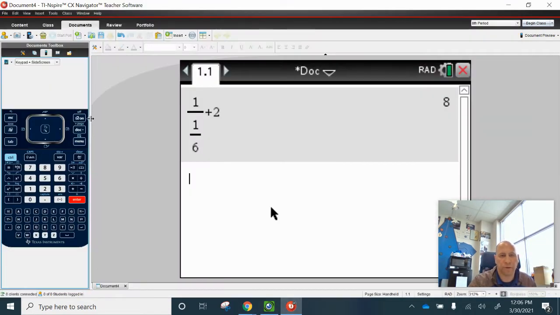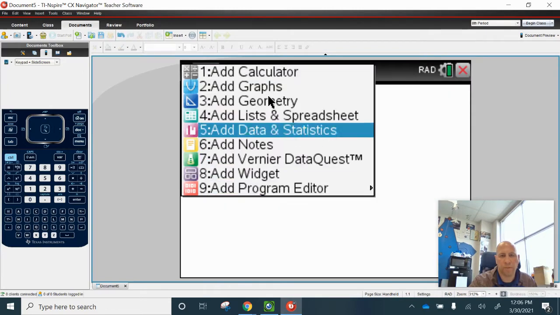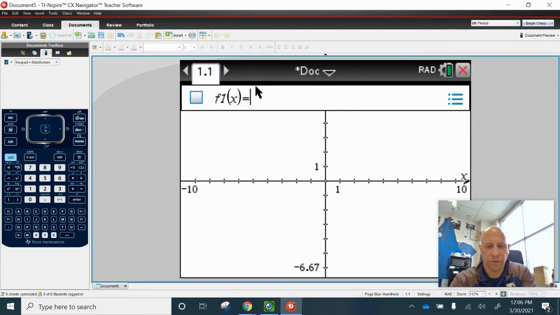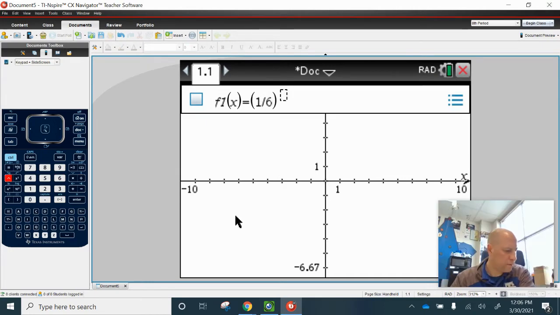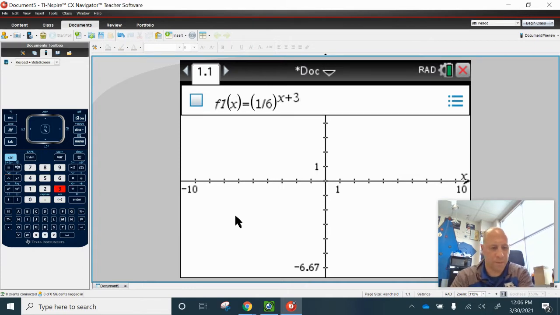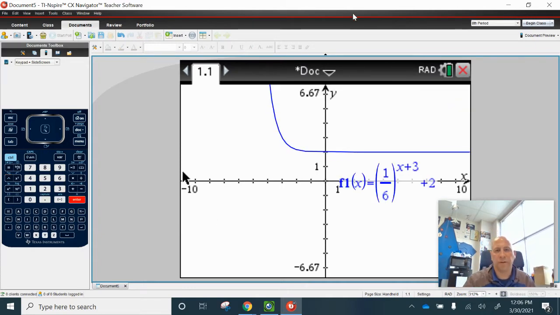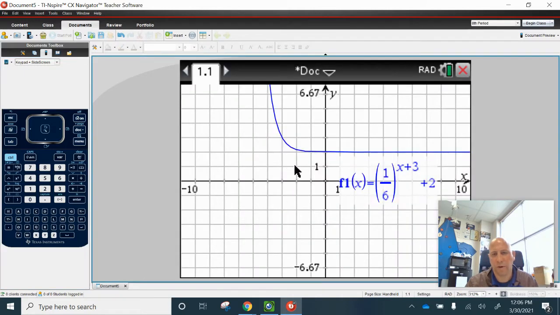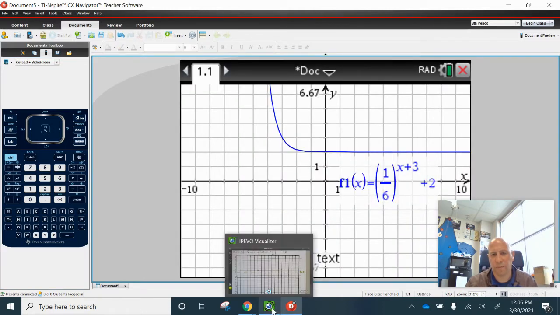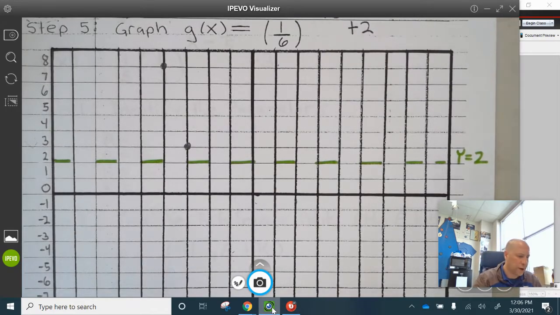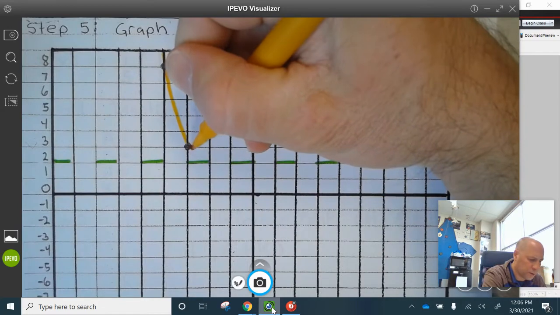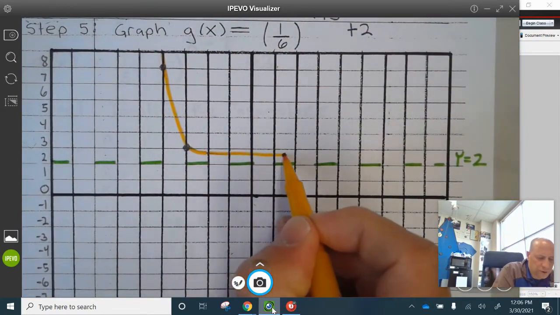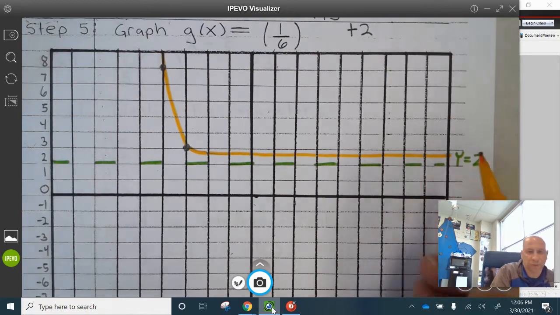So now let's graph that in a calculator. So on new document, add graph. So (1 divided by 6), click to the right, x plus 3 plus 2. You can see the graph is coming down and going along. If I go to menu, view, grid, line grid, you can see it doesn't touch y equals 2. Based on what we see there, we already have points. We know that they're going to go through here and fall along very close, but never touch or cross y equals 2.